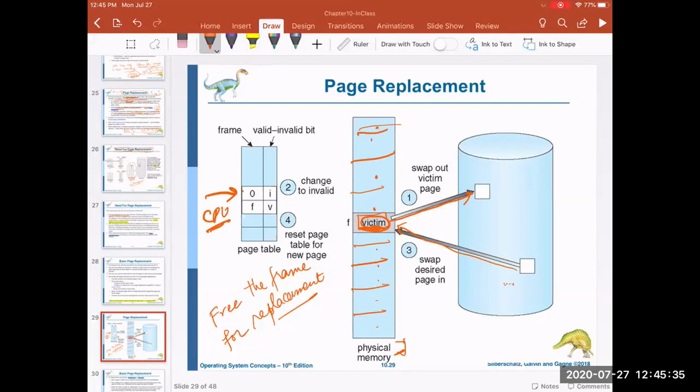And when we talk about replacement, we say we move that to the secondary storage. It does not mean that it is cleared. It means that we are moving it back to the secondary storage by swap out. This is the process of swap in and swap out.